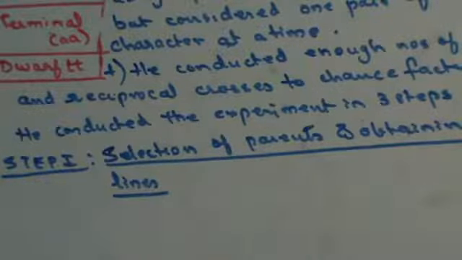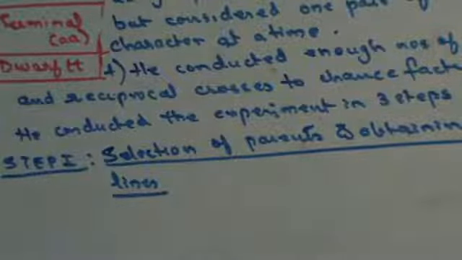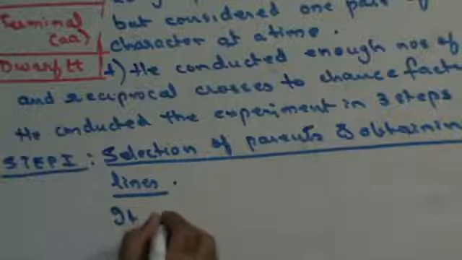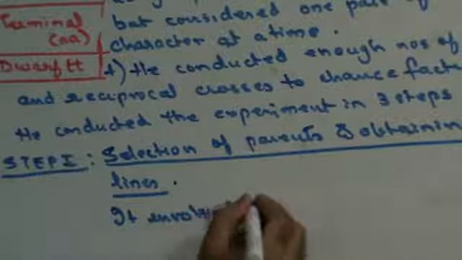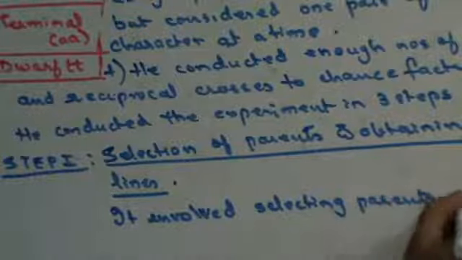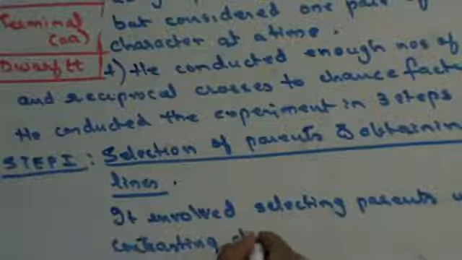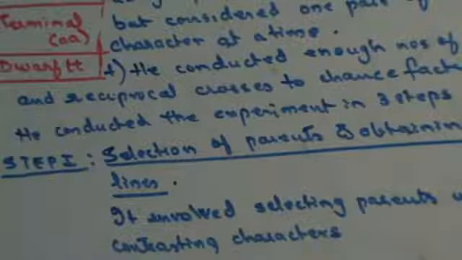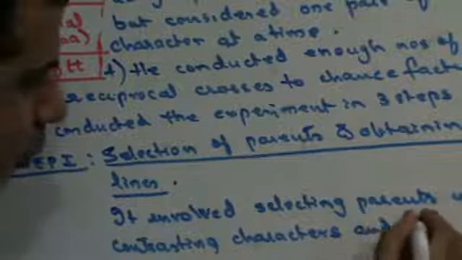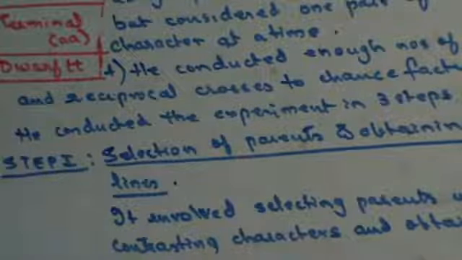The first thing he wanted to do was to get parents such that they were pure lines, for which it involved selecting a pair of parents with contrasting characters and obtaining each parent in pure condition.